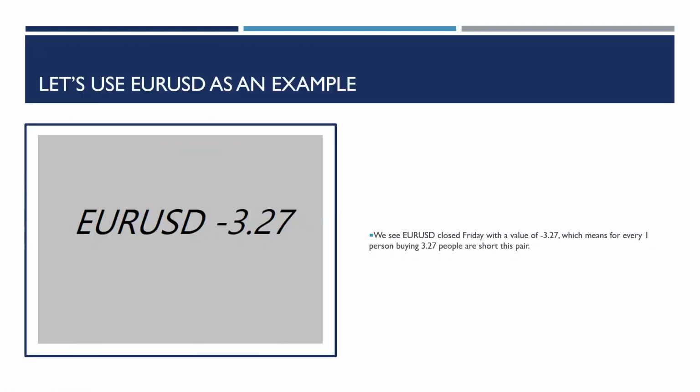Let's use Euro-USD as an example. We closed Friday with a value of minus 3.27, which means for every one person buying this pair, 3.27 people were short. Okay, so that's obviously leaning towards bullish bias because we know that retail is often wrong.